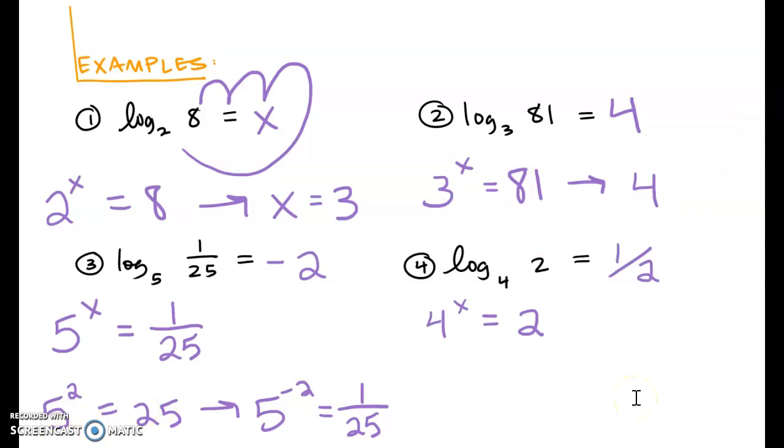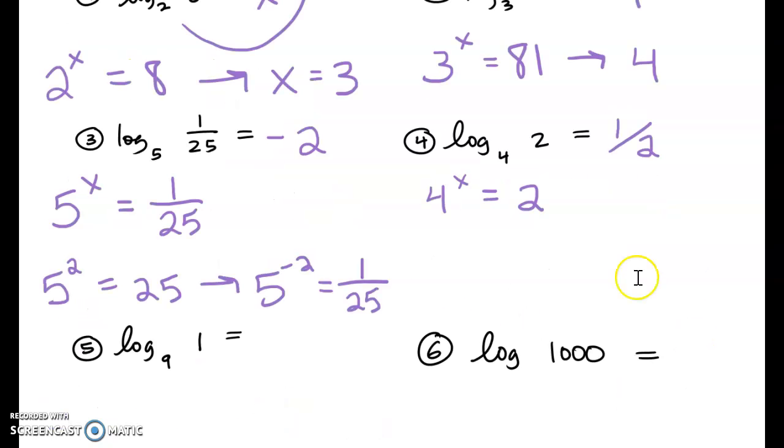Okay, this one was a little bit more difficult, but if we rewrite it as 4 to the x equals 2, we know that the square root of 4 is equal to 2. And the square root written as a rational exponent is 1/2. And this is another thing I want to point out. Just like the last example, we had a special situation. In number 4, we do as well. What we notice here is that when our base is bigger than our argument, our exponent is going to be a fraction. It's going to be less than 1.